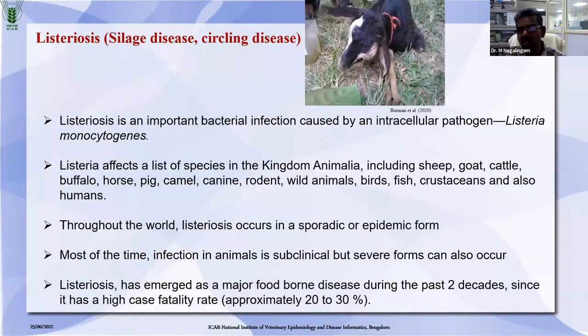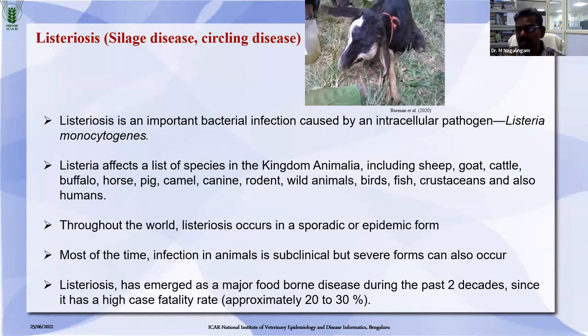Listeriosis is also called silage disease or suckling disease. This is one of the important bacterial infections, caused by an intracellular pathogen called Listeria monocytogenes. It affects most of the species in the animal kingdom. About 44 species of mammals, 22 species of birds, and other fish and crustaceans have been found to carry Listeria. So it is diverse in nature.